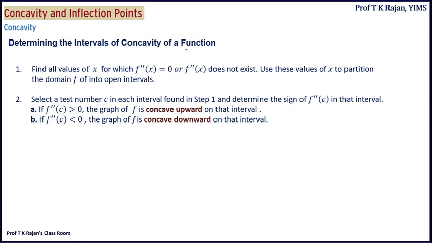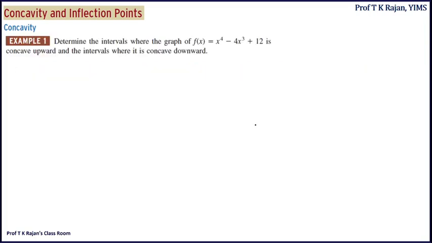Suppose we are given a function of x. First we get the points where f double dash x equals 0 or f double dash x does not exist. Then using these x values, you partition the whole domain into a finite number of subintervals. On each subinterval, you take a point c and calculate f double dash of c. If f double dash of c is greater than 0, f is concave upward on that interval. Similarly, if f double dash of c is less than 0, the graph of f is concave downward on that interval. Let us take an example.